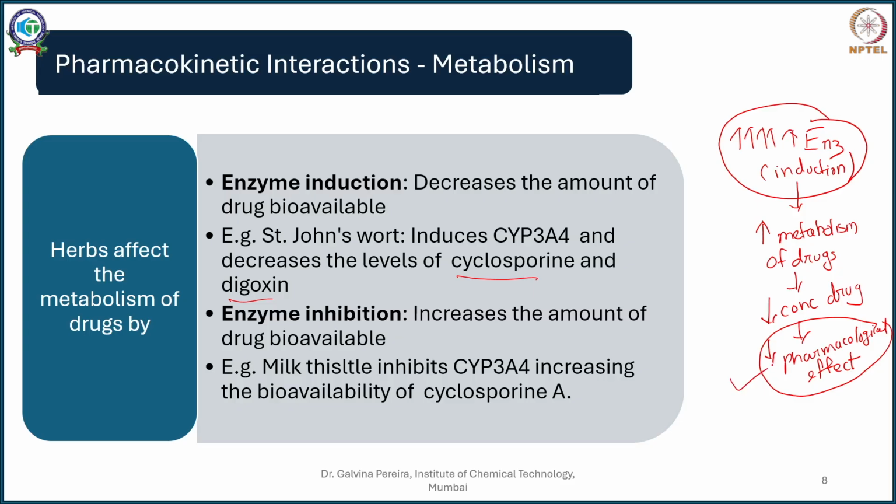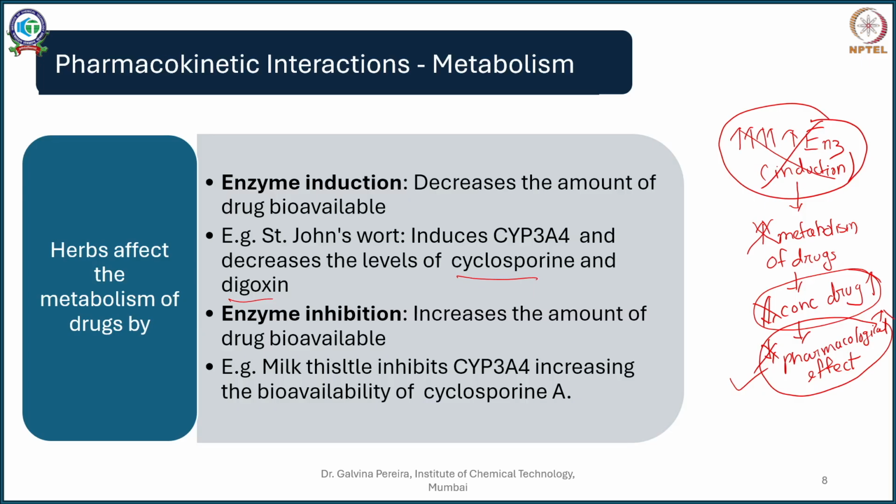Coming to the inverse case, enzyme inhibition. Now enzyme inhibition means lesser enzymes are available, or few enzymes are available, or no enzymes are available. In that case, what is going to happen? The metabolism of the drug will also not happen, and as a result my concentration of drug increases. Now if my concentration of the drug increases, the net result is the pharmacological effect is also enhanced. So my drug is going to stay in my blood for a longer duration of time, and it is going to show me a higher pharmacological effect.